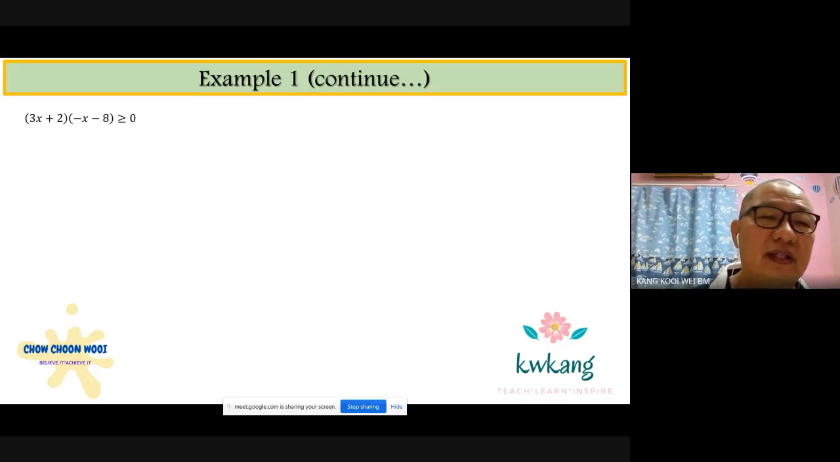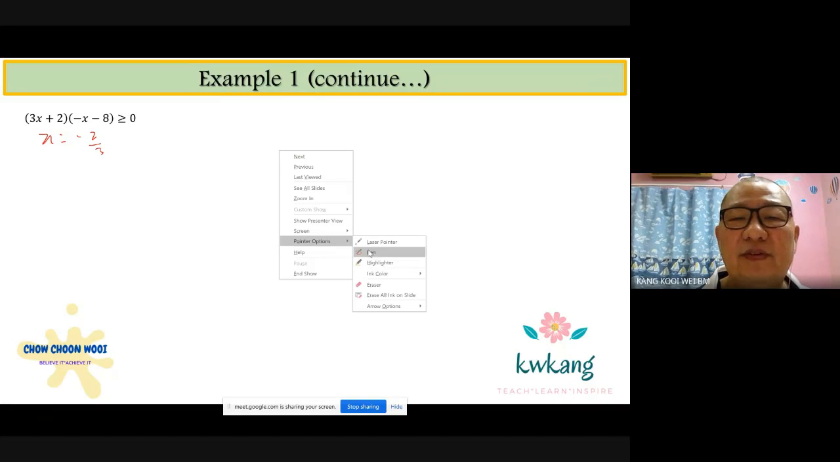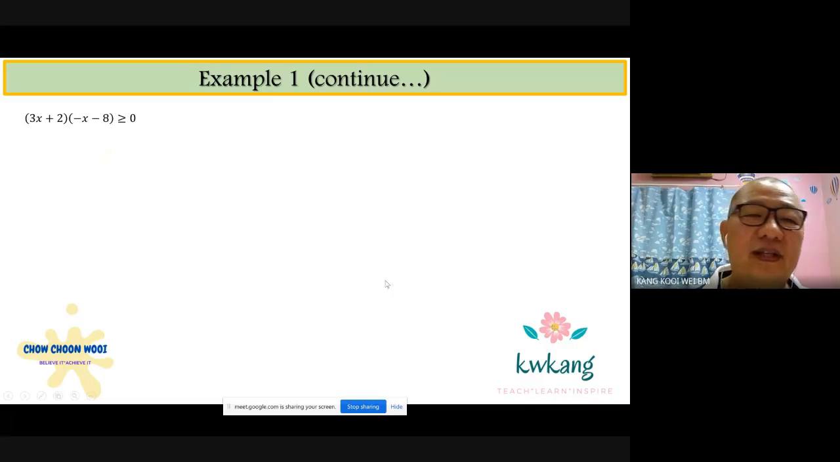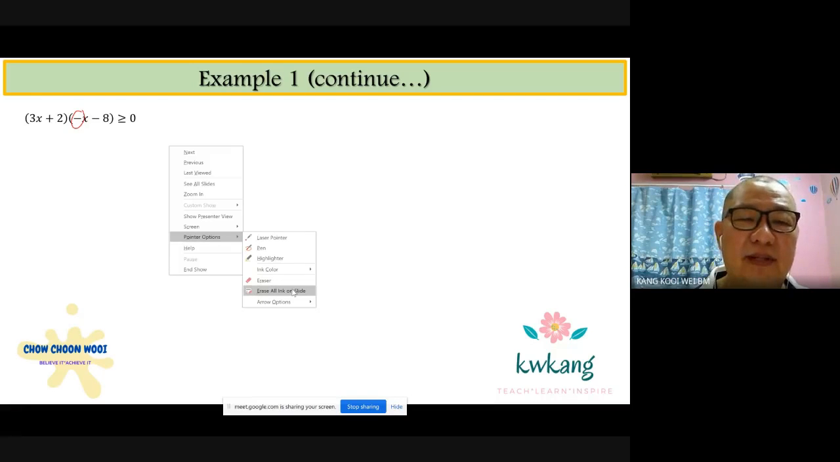Before we construct a table, definitely we need to find the critical value. So which is x is equal to negative 2 over 3 and the other one, x is equal to, ini susah pula ya. So before that, be careful. Bagi pelajar, langkah ini sebenarnya kami buat untuk pelajar. If you look at this one, the coefficient of x is negative. Bila negative itu, pelajar selalu buat silap, dari pengalaman kami.